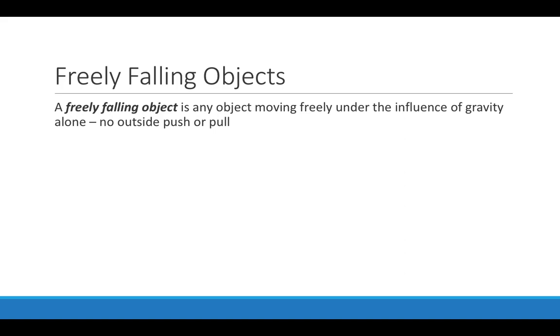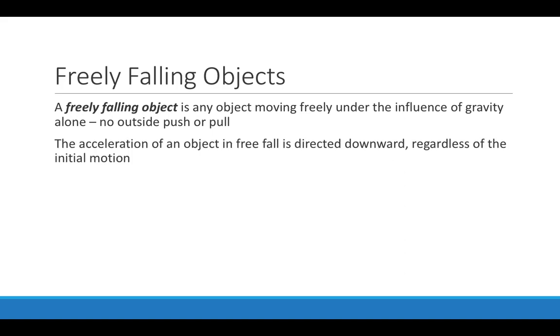So what does it mean for an object to be in free fall or moving under the influence of gravity? Basically, it means that the only thing that's acting on it is gravity, so there's no other outside forces acting on it. There's nothing propelling it. It's not like an airplane that has fuel and so on. So it has to be completely on its own, just acting under the influence of Earth's gravitational pull.